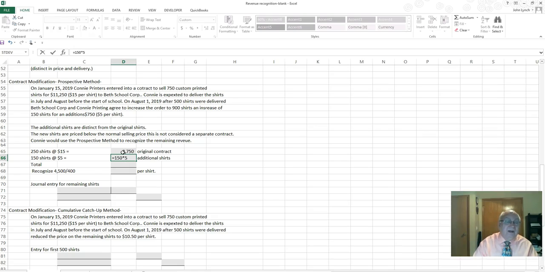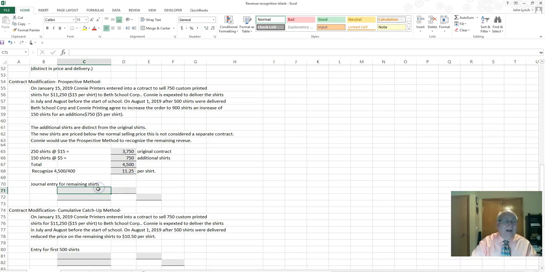The new portion of it is times the 5, or 750, which is what it says above. We add those together, so our total is $4,500. So we have equal 4,500 divided by the 400 that we have left to deliver. So it's $11.25 per shirt is what we would recognize.